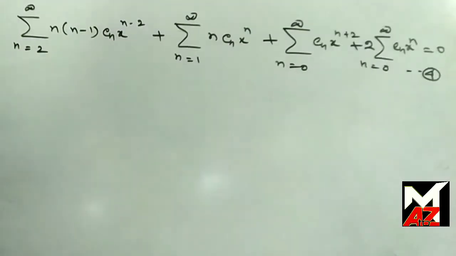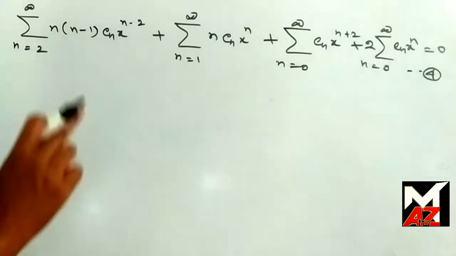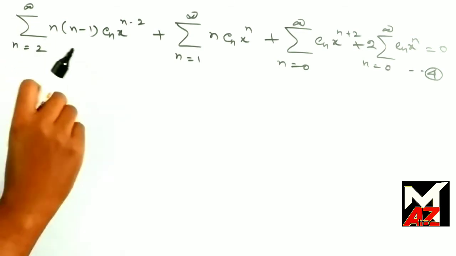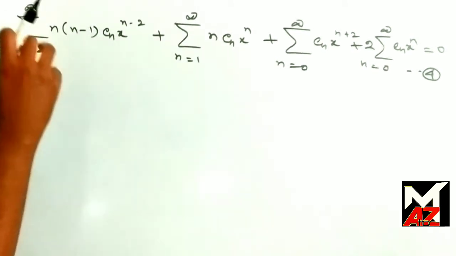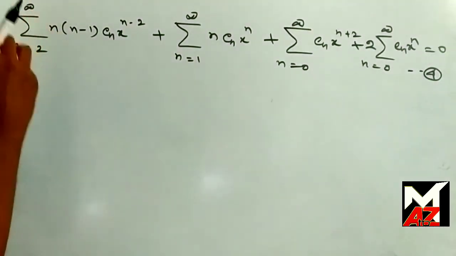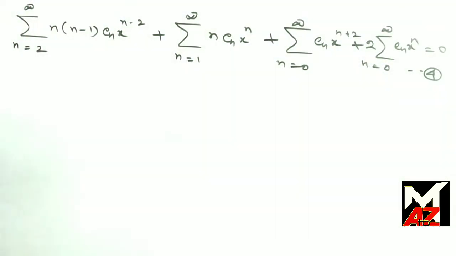This is an identity. So we can equate the equal powers of x from both sides, and since the right hand side is 0, we can equate all the coefficients of x from the left side equal to 0.